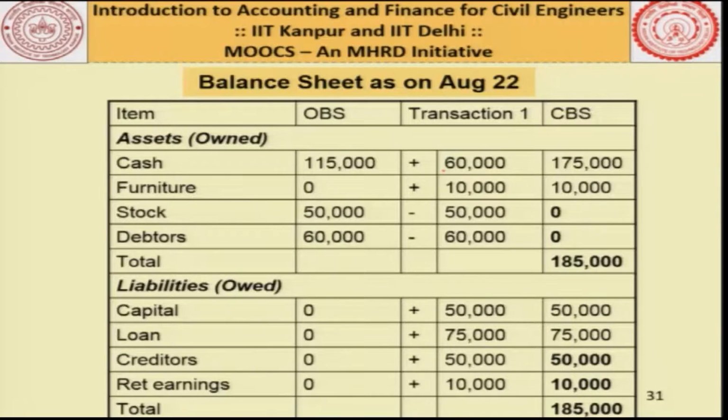So 60,000 cash you have received. This cash asset is going up from 115,000 to 175,000. There is no change in furniture. Stock is all depleted, it is 0. Debtors 60,000 was there, now they have paid you back, so this is 0. So what do you find? This is still 185,000. So what has happened? Debtors, which was an asset here, has been converted into cash form, right? So this is how assets would look. There is no change in the liability. You can see it is still 185,000 and all these entries remain unchanged.